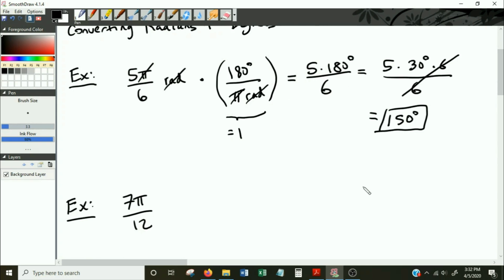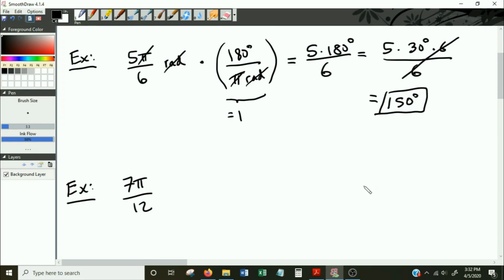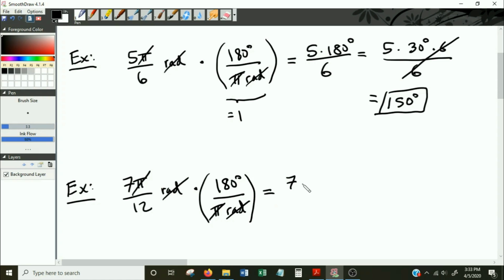So that's how I convert radians to degrees in this problem. In the next one, we have a different fraction, 7 pi over 12 radians. To convert it to degrees, we're going to do the same process. So I'm going to multiply it by 180 degrees divided by pi radians. And remember, this is a conversion factor which equals 1, so I can do that. So this pi cancels with this pi, this radians unit cancels with this radians unit, and I end up getting 7 times 180 degrees over 12.